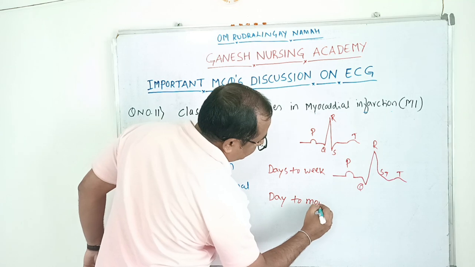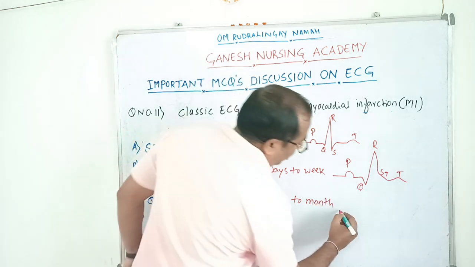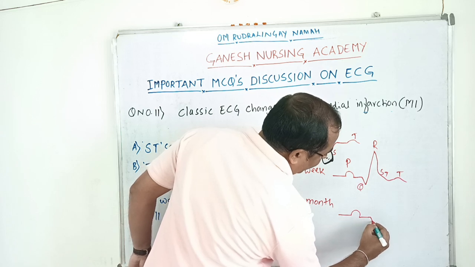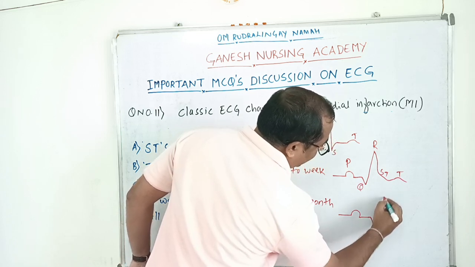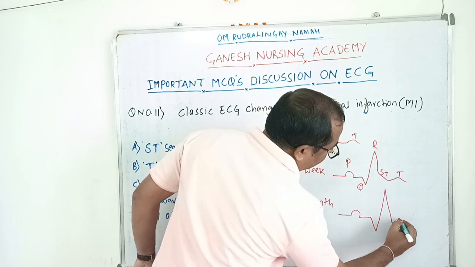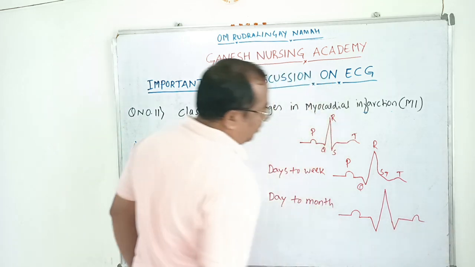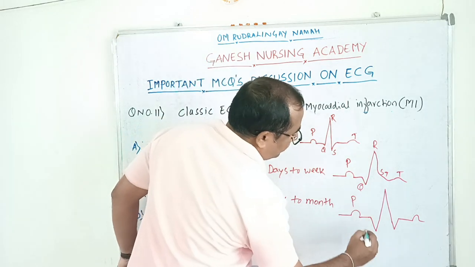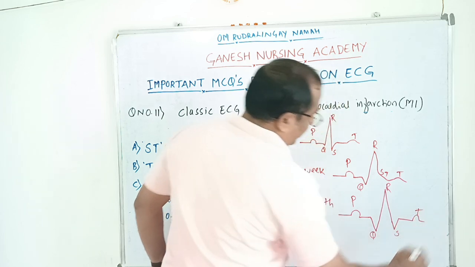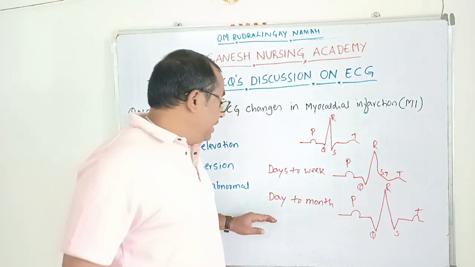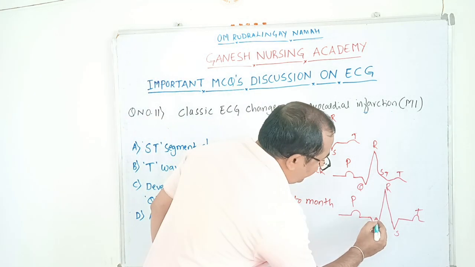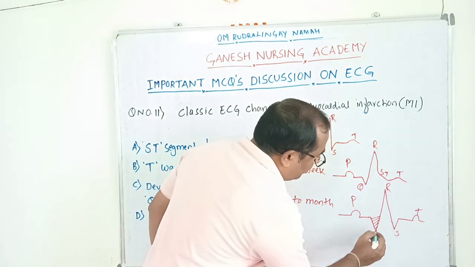Next, days to month, what can you see here? The P wave will be normal, the Q wave is wide and deep, okay. The R wave, ST and everything will be normal. This is a normal P wave, this is a Q wave, R, S, T. After days to month after the myocardial infarction, the P wave will be normal. See here, this Q wave is widened and deepened. It becomes wide and deep.